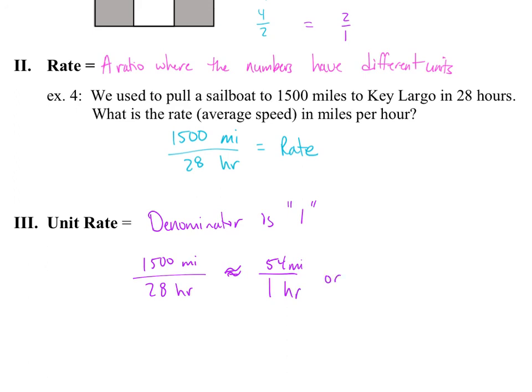Or the other way to write that, how do you normally see speed on a sign on the road? You would see it written like 54 miles per hour. You see that? They don't write the 1 on the speed limit sign on the road. It doesn't say 35 mp1h, it says 35 mph, miles per hour. So in this case, I took the 1 away because it's a unit rate.